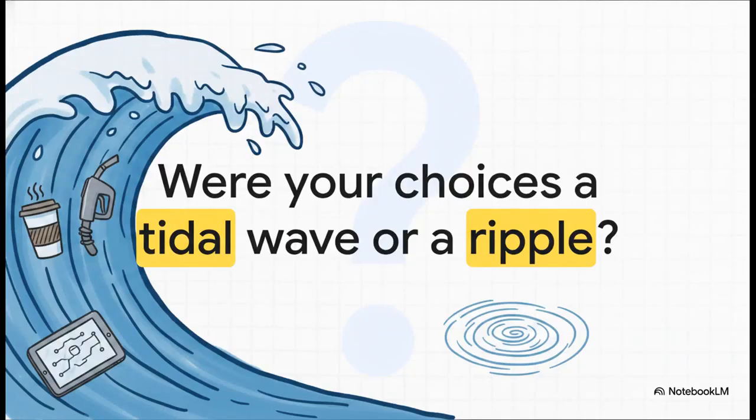Which leaves us with this final thought. Think back to the items you purchased today. Maybe it was a cup of coffee, a tank of gas, or maybe you finally bought that new tech gadget you've been eyeing. Based on the 5 degrees of the spectrum we just explored, were your choices driven by a tidal wave of elasticity or just a tiny inelastic ripple? You know, understanding the spectrum doesn't just help you pass an economics exam, it decodes the unseen forces shaping your wallet every single day.